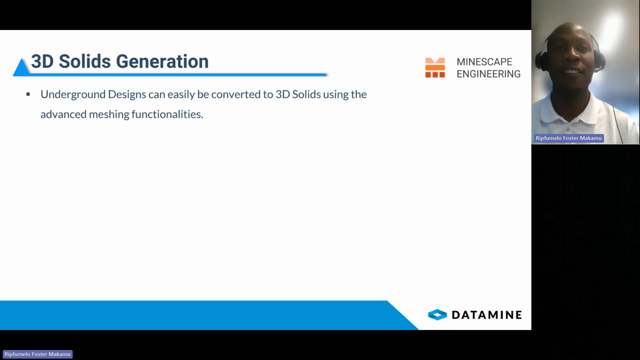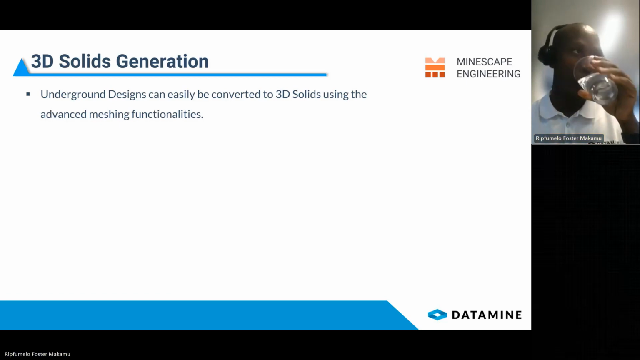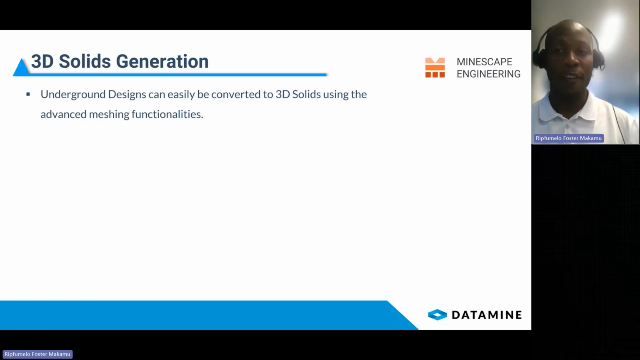Remember, the design was on a blend view, so you can convert it into a 3D solid. The whole idea of converting our design into a 3D solid is so that we can run it in our scheduling. Underground design can easily be converted to a 3D solid using our advanced meshing functionalities that we currently have.